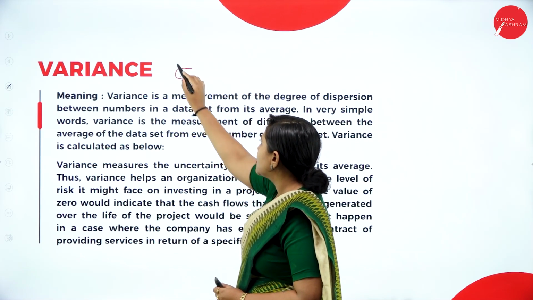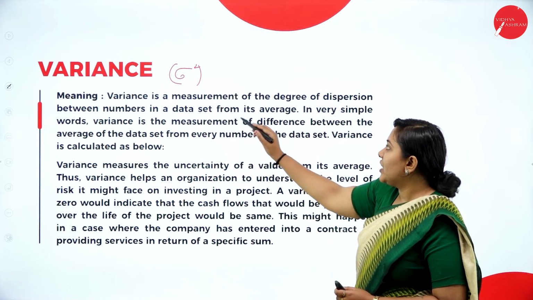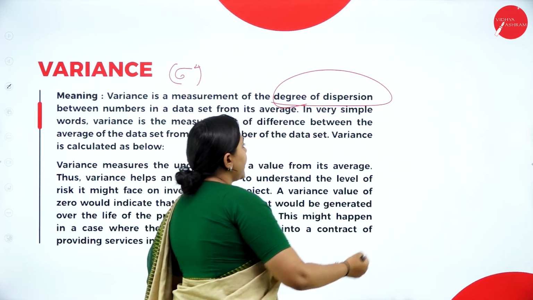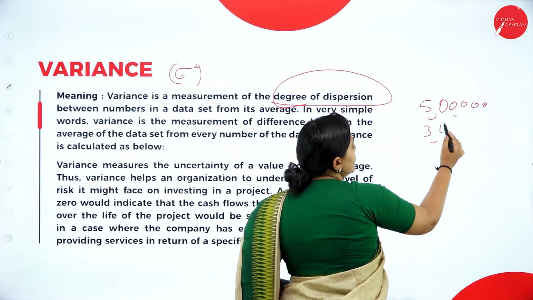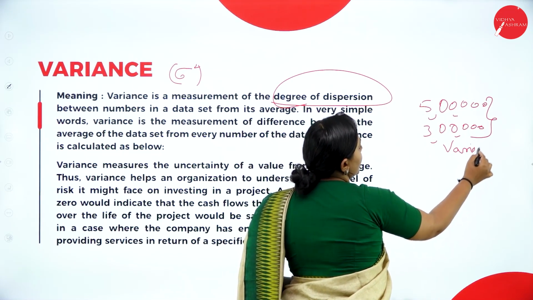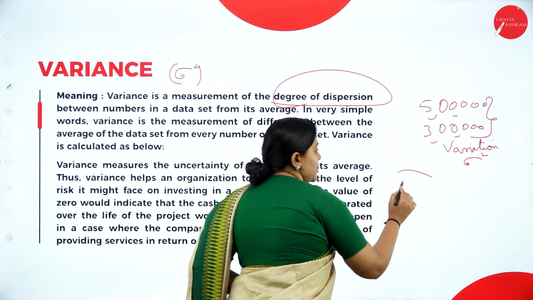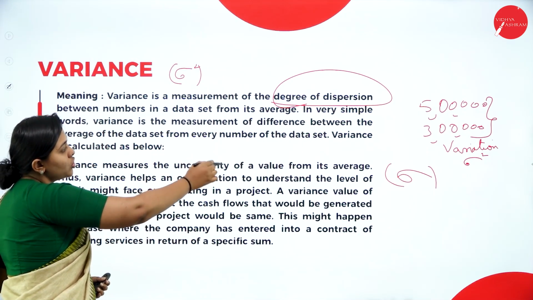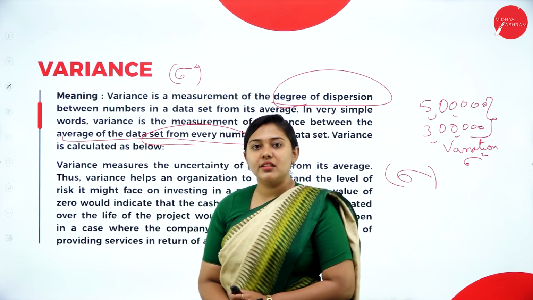So, variance is symbolically represented as this. Variance is a measurement of the degree of dispersion. Suppose you have an investment of 5 lakh rupees, but you have got a return of 3 lakh. So, what is the difference? The difference is called variation. Standard deviation is symbolically represented as this. Okay. So, degree of dispersion, variance is a measurement of difference from the average of a given set of data. So, you understand the variance.